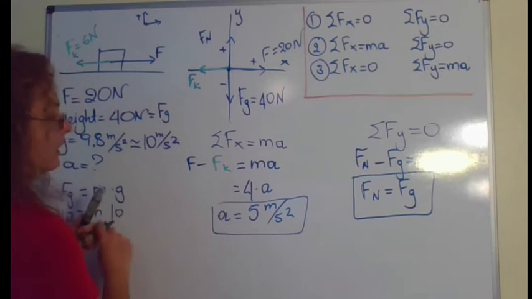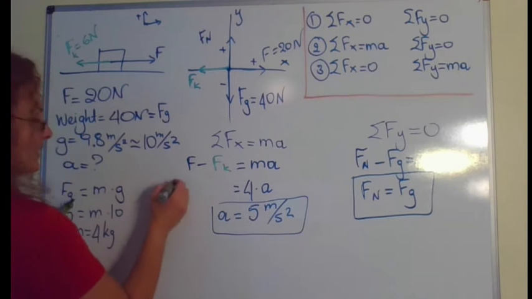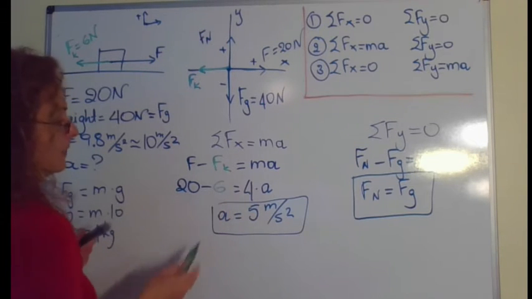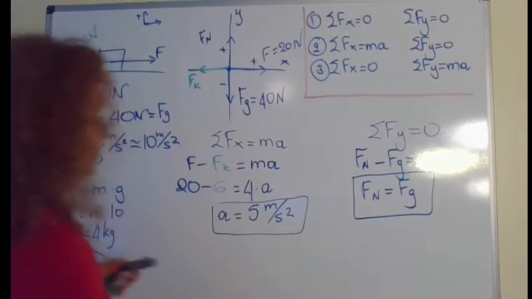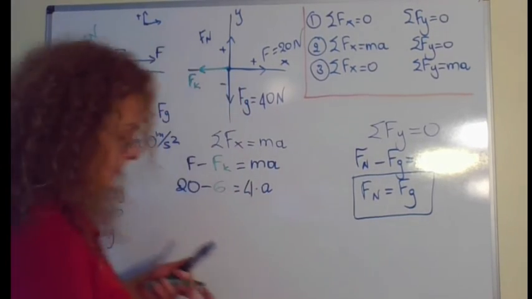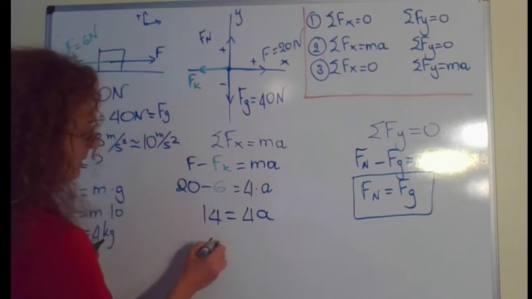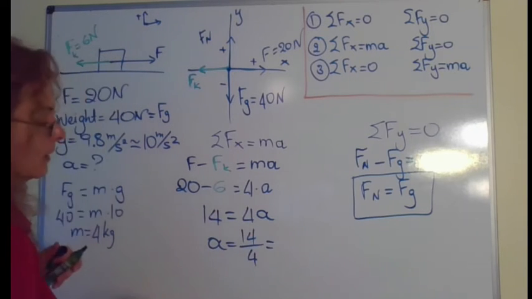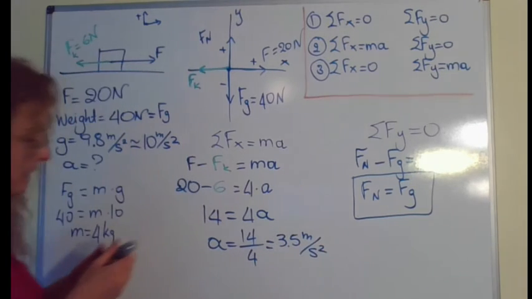Meaning that here we have 20 minus 6. Therefore, the total force now is 14. The remaining force, the total force that will create the acceleration, will be 14. So 14 will be for F. That means that the acceleration will be 14 over 4. So that will be 3.5 meters per second squared. Everything else stays the same.